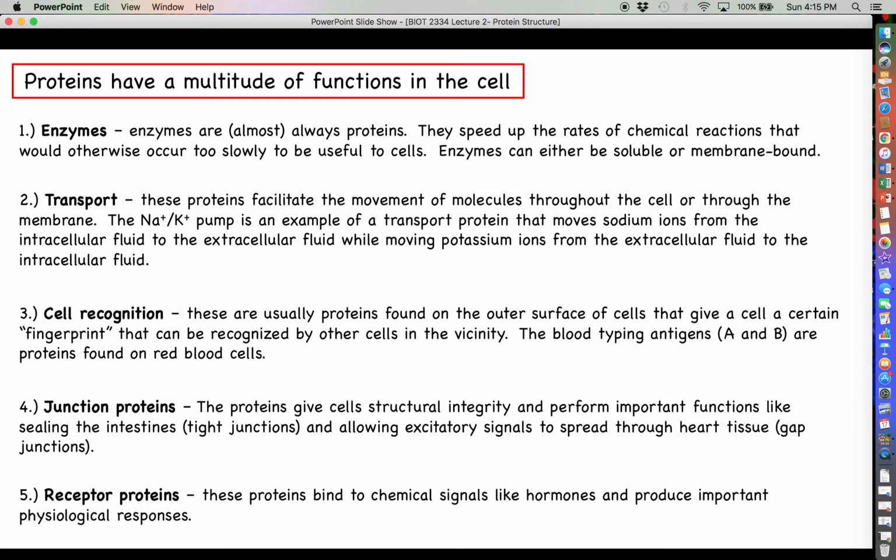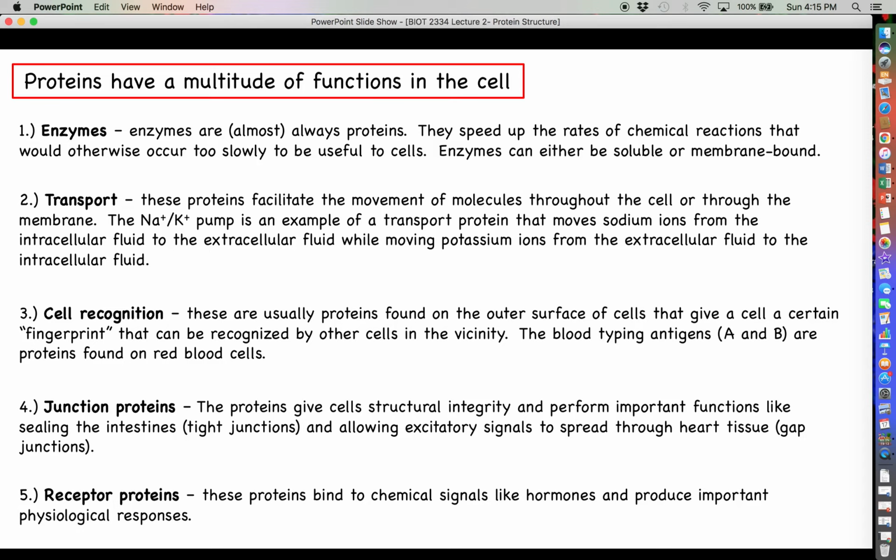But the idea with enzymes is that enzymes will speed up the rates of chemical reactions that would otherwise occur far too slowly to be useful to cells or biological applications. Enzymes can either be soluble, meaning they're just floating around in bodily fluids, or they can be bound to the cell membrane, as we saw in the previous slide.